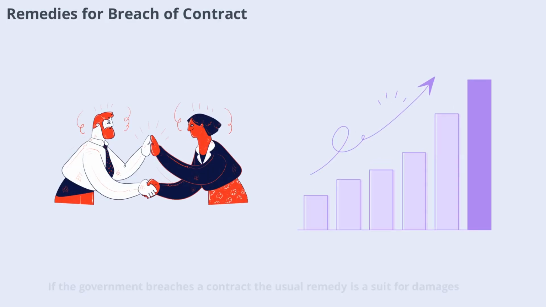If the government breaches a contract, the usual remedy is a suit for damages. Traditionally, writs like mandamus were not issued for contractual obligations, but recent Supreme Court rulings have allowed writs in certain cases, expanding the remedies available to aggrieved parties.